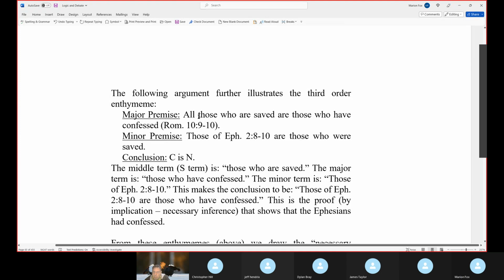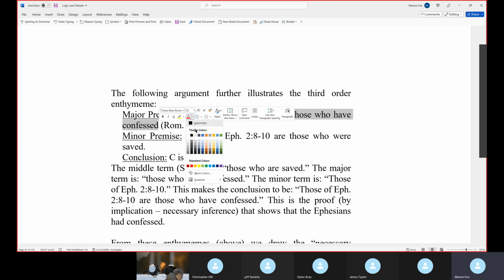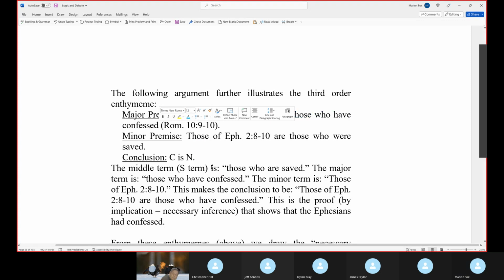All right? Major premise: all those who are saved are those who have confessed, Romans 10:9-10. Same minor premise: those in Ephesians 2:8 are those who are saved. So let's start out again. Those who have confessed, we'll make that our major term. That's our major term.